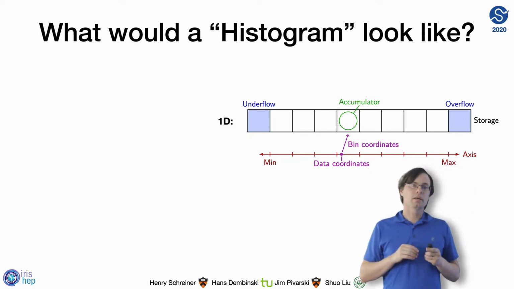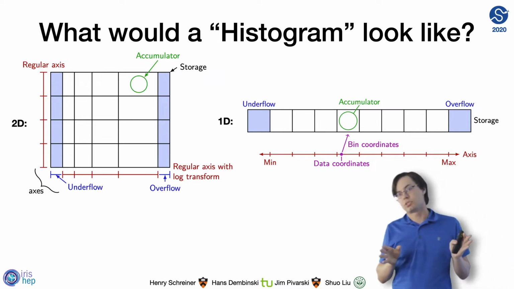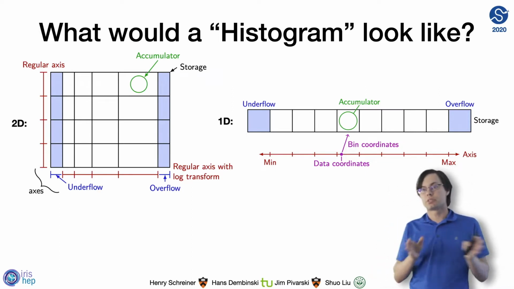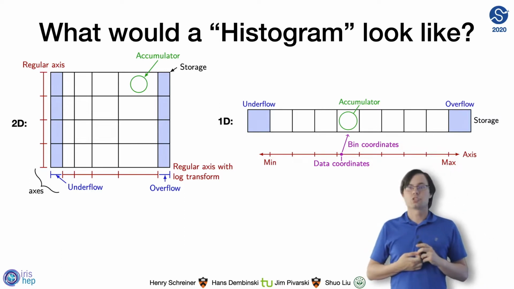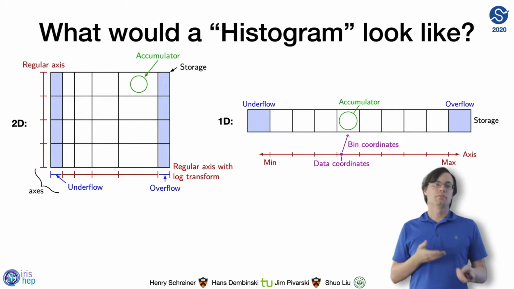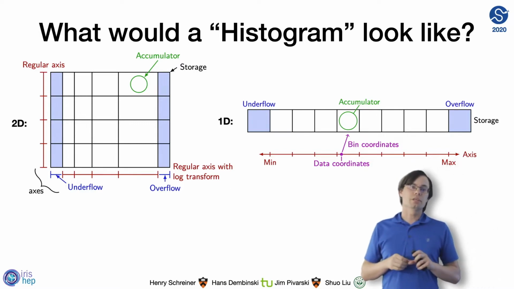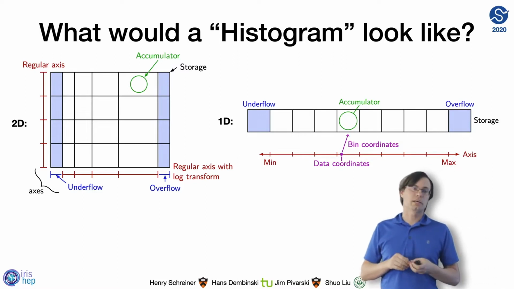Okay. If we go ahead and expand this to 2D, you'll see that we have just two of these axes. They're the same object, the same axes. We just now have a collection of two of them. We just expand our storage to be 2D, and we just have more accumulators. And you'll see here, again, these overflow bins. You can turn on or off the overflow bins for each axis.